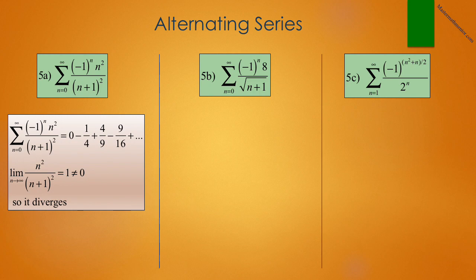It certainly is alternating. We start with the nth term test and look at the limit as n approaches infinity of n squared over n plus 1 quantity squared, and this is 1, which is not 0. So this is a divergent series and nothing more need be done.